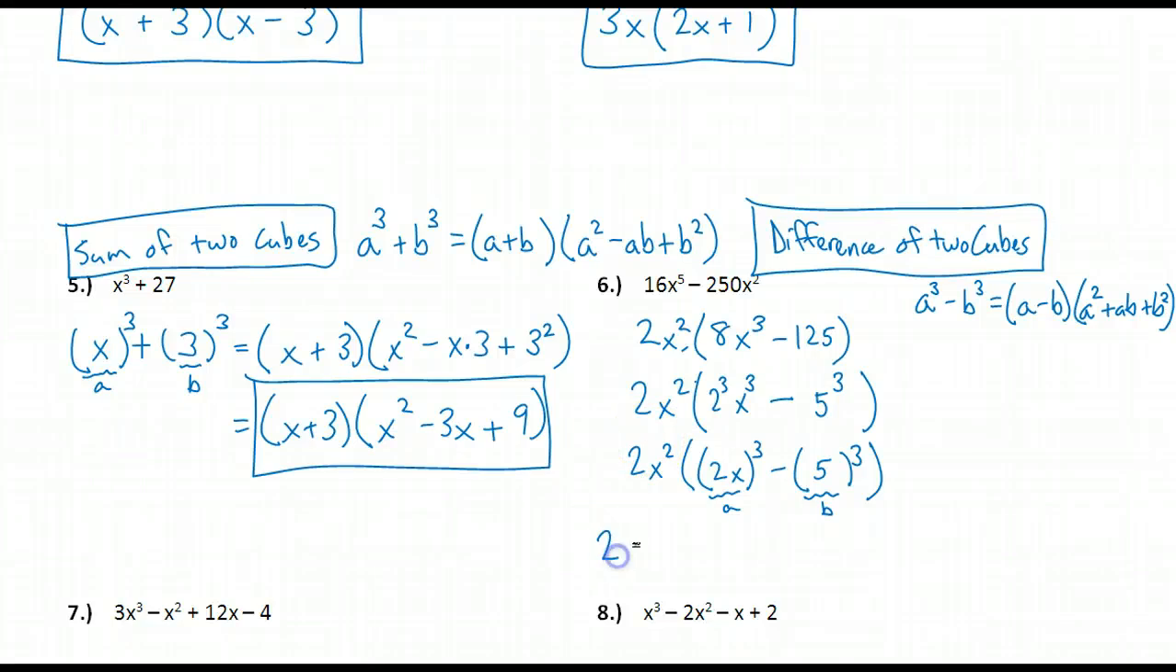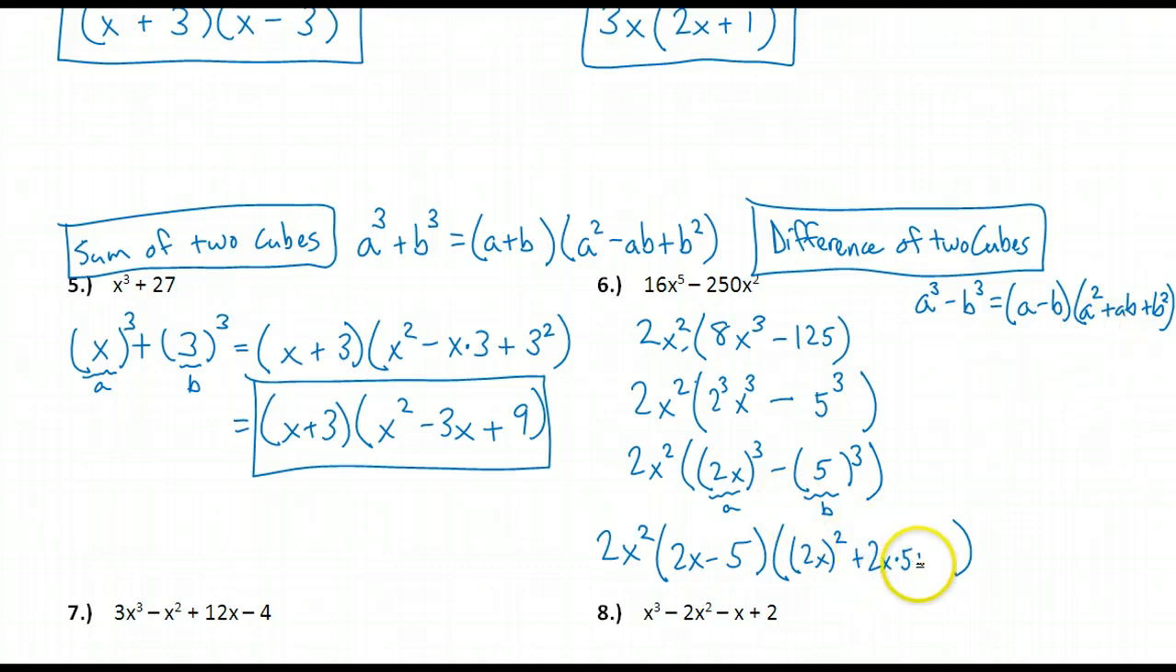Again, I'm going to keep my 2x squared out front. I've already factored that out way at the beginning. And now I'm going to use this formula. A minus B, 2x minus 5. A squared is going to be 2x squared. Notice that I put 2x in parentheses, plus 2x times 5 plus b squared.